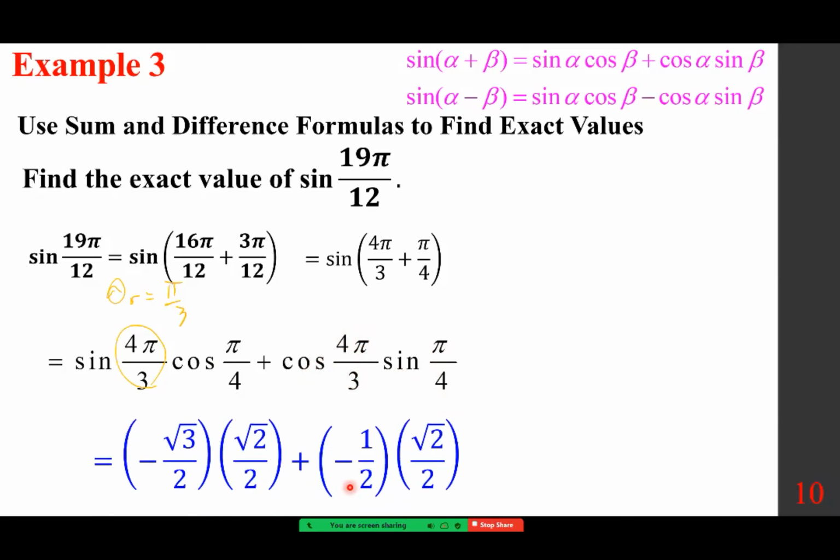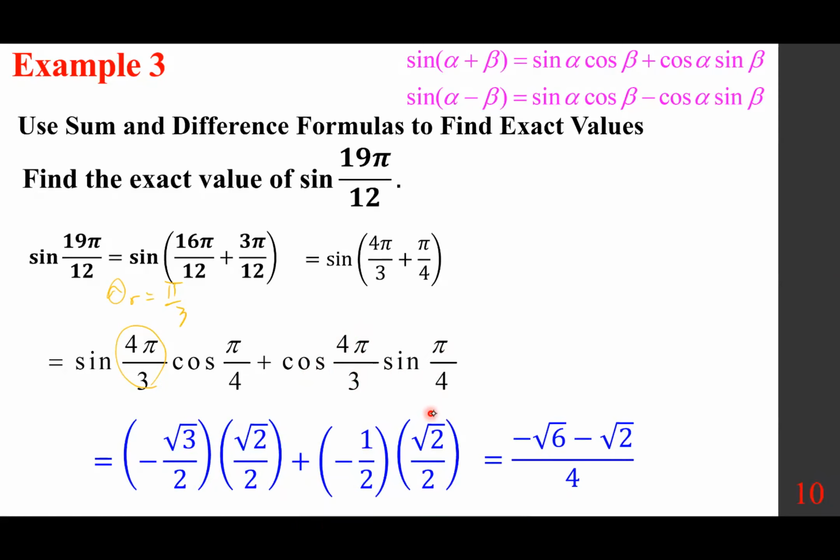So all of them, the denominator is 2 times 2, 4. This one is minus square root of 6. This one is minus square root of 2. That's the final answer. Again, understanding the basics that we have discussed and the concept of a reference arc is extremely important, everybody.